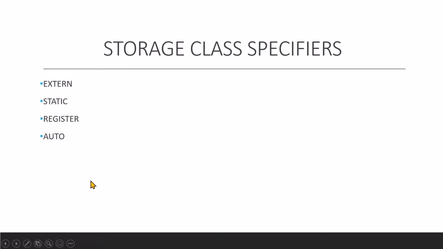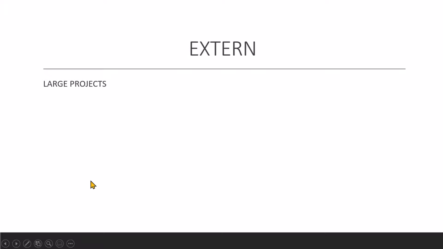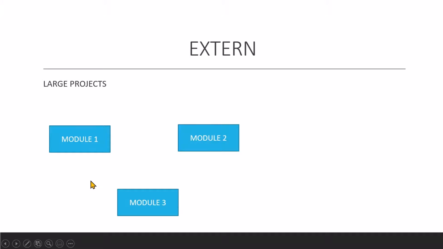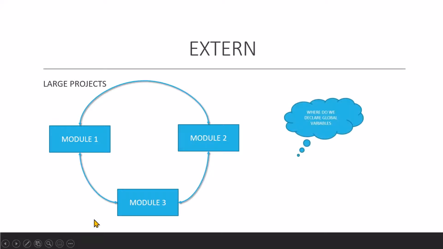So coming now to the extern storage class specifier, when we have large projects in C, C allows us to compile each module separately and then link them, creating one executable file. The question is, where do we declare global variables if we have them? So what we could do is declare the variables in module 1 and then use the extern storage specifier in the other modules to build associations between module 1 and the variables in these modules.